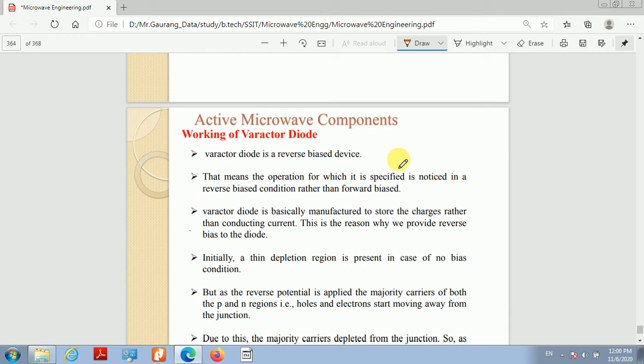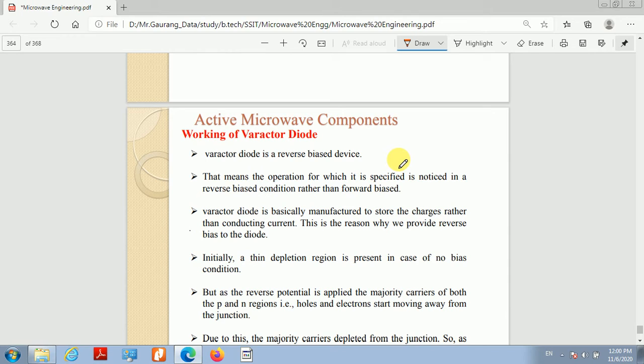More important to note, a Varactor diode is basically manufactured to store charge rather than conduct current. If we apply forward bias, it will conduct current, but the main purpose of designing the Varactor diode is to store charge. And which device stores charge? Capacitor. And this diode shows the capacitive effect when it is reverse biased, so obviously, rather than operating this diode in forward bias, we have to operate it in the reverse bias condition.